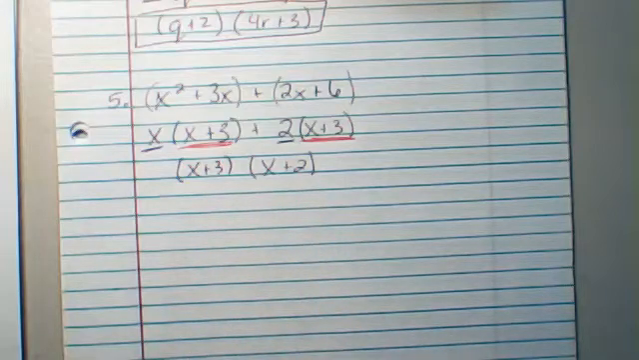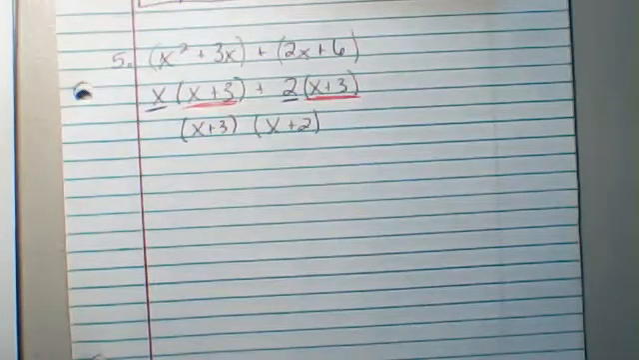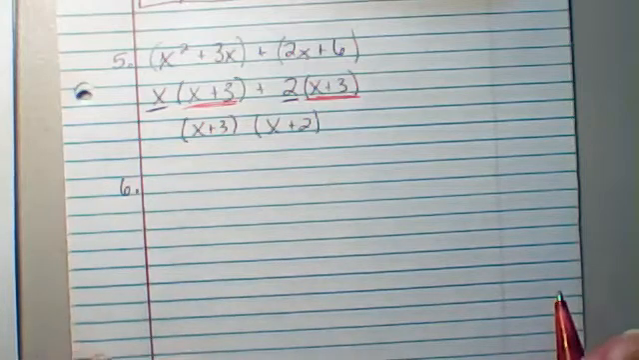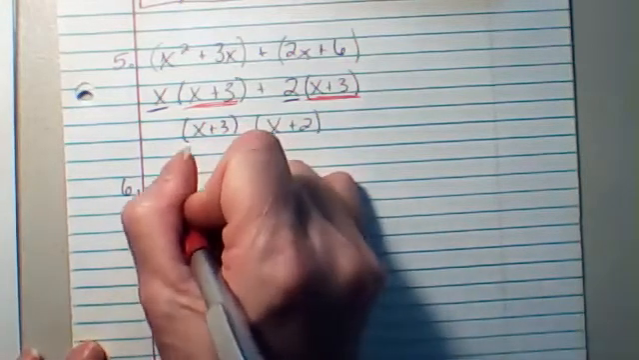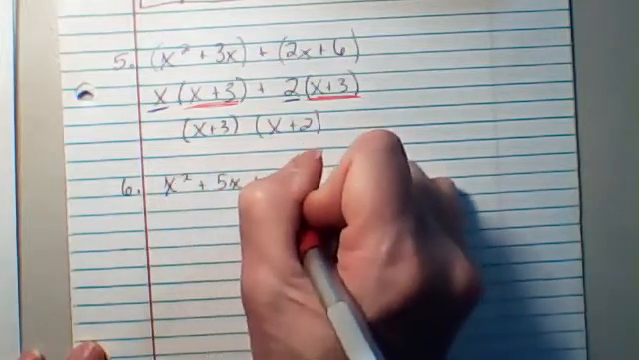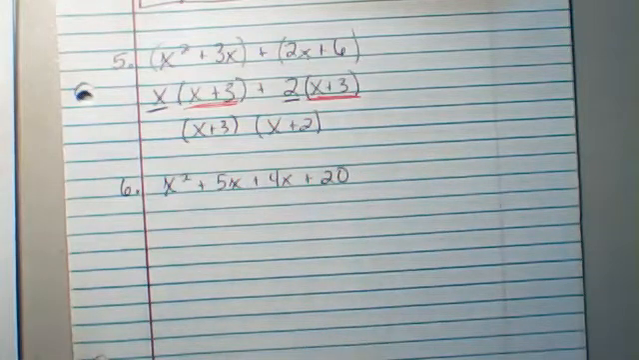Doesn't matter. Okay. Let's go ahead and I will do problem 6 for you also, just so you can go ahead and take a look at that. And then you'll be on your own. We've got x squared plus 5x plus 4x plus 20. Okay, so we've got those problems there.